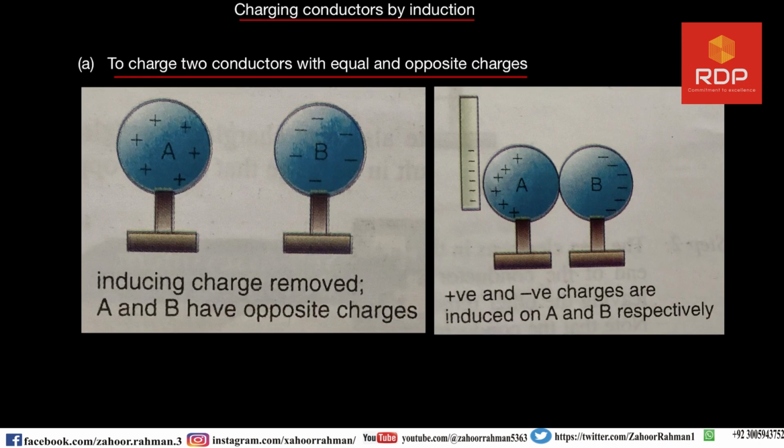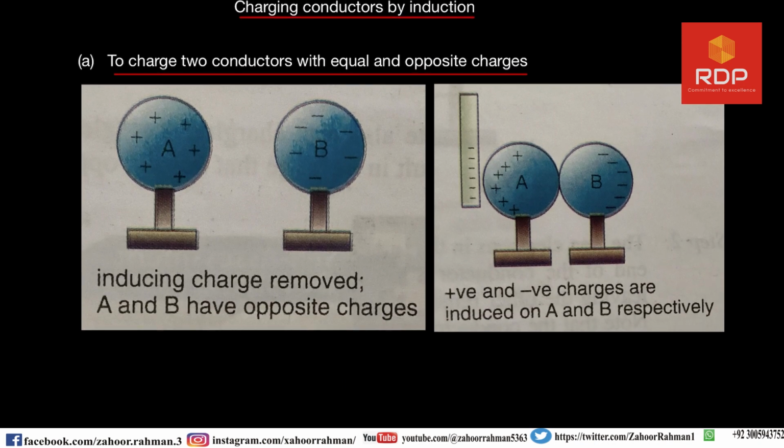Now let us talk about charging conductors by induction. Induction simply means spontaneously, without any external help. Induction is the process of charging a conductor without any contact with the charging body. Now this is interesting. Without the charging body, how can we charge the conductors? The first topic was neutralizing. Now how can we charge it?